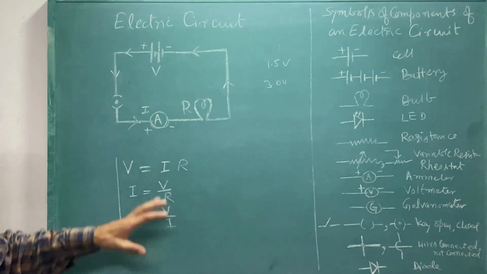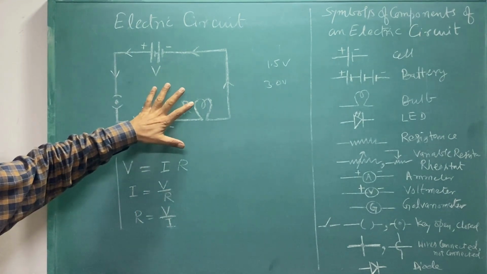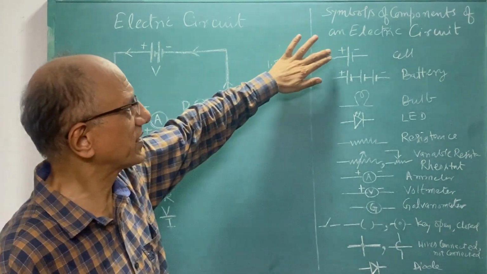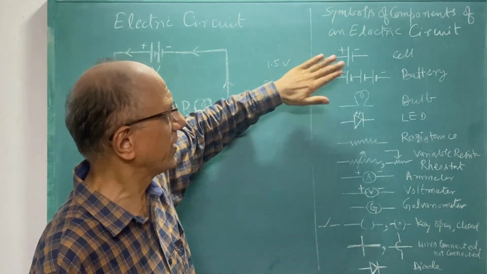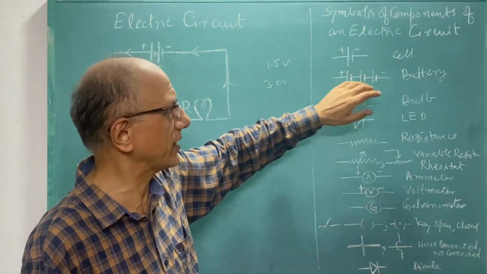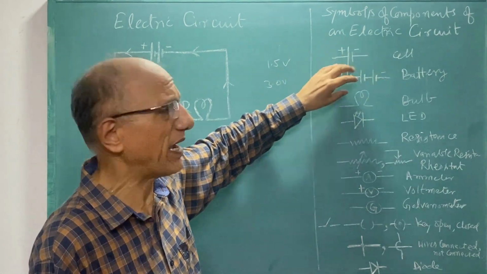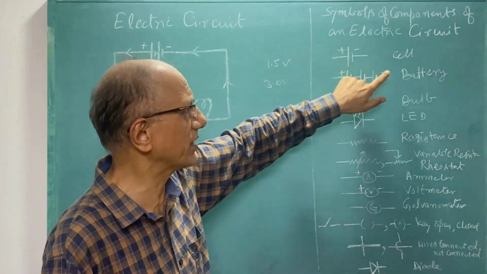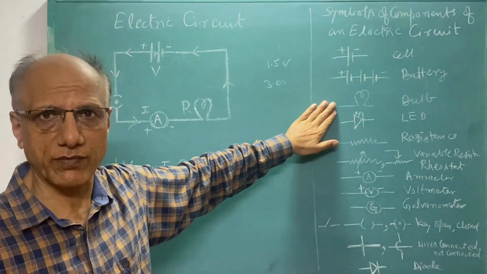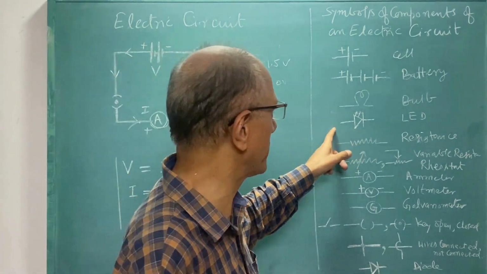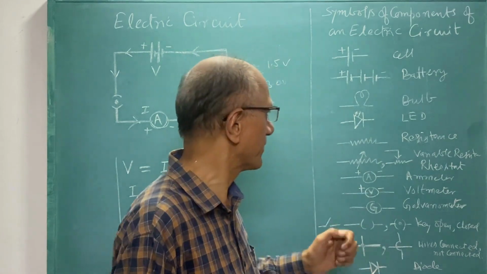So I think you have understood it. Once again, I'll just summarize. This is the cell, this is positive, negative. These are the cells in combination, and this is the series combination, and this combination is known as a battery. So again it is the positive terminal here, and the negative terminal here. This is the symbol for the bulb, and this is the symbol for the LED, which you have seen in so many appliances.